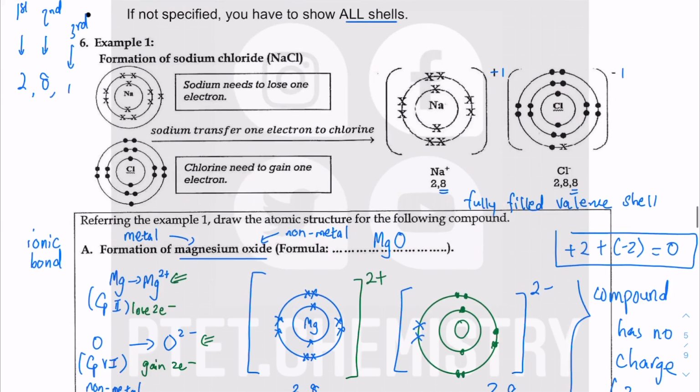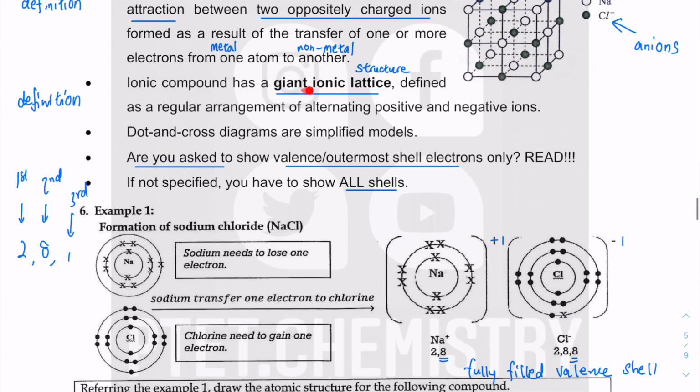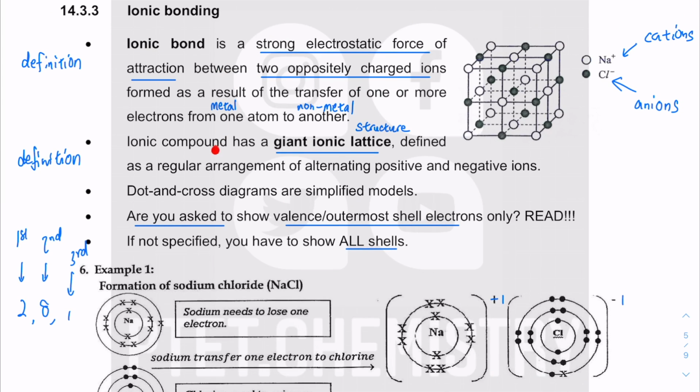They have a giant ionic structure, a giant ionic lattice, meaning giant ionic structure. It has this alternating positive and negative ions. So it could be negative, positive, negative, positive. If this is positive, the next is negative. Left, right, up, down, front and back. Giant structure means it's continuous.